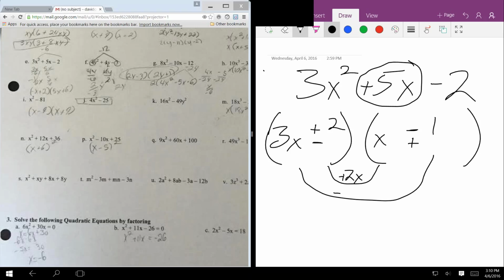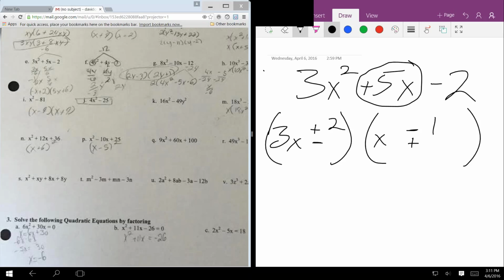The outside gives you minus 3x. Add those together, that would be the middle term. And that is not our middle term, so that clearly is not correct. So we'll erase that. They have to both be positive to get 5.